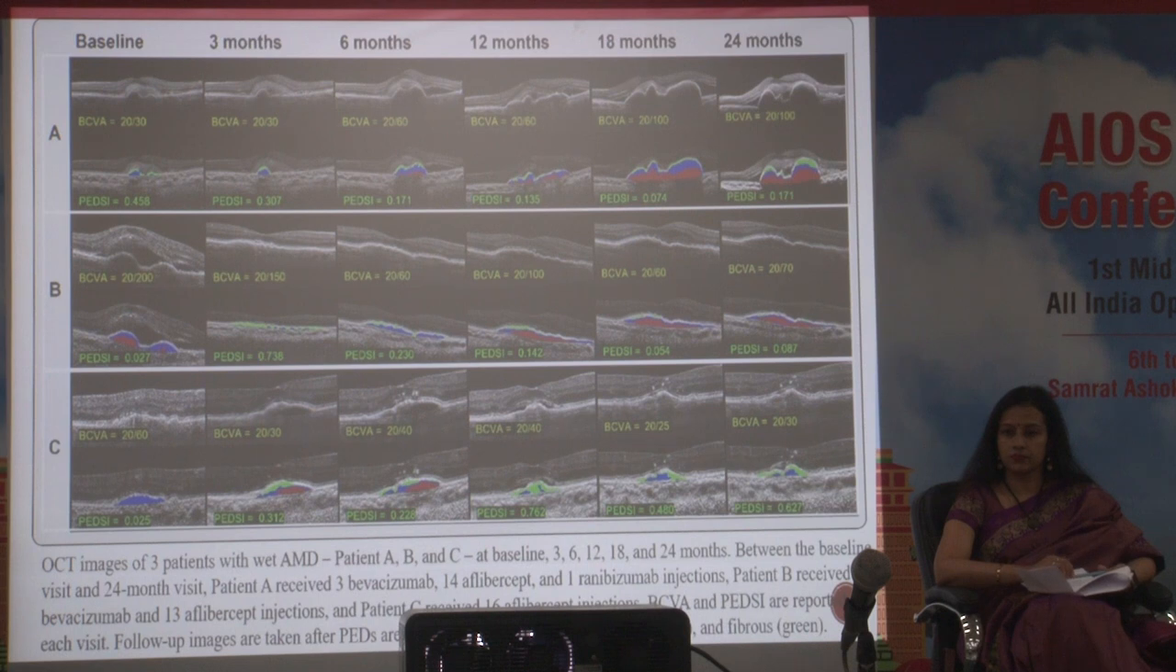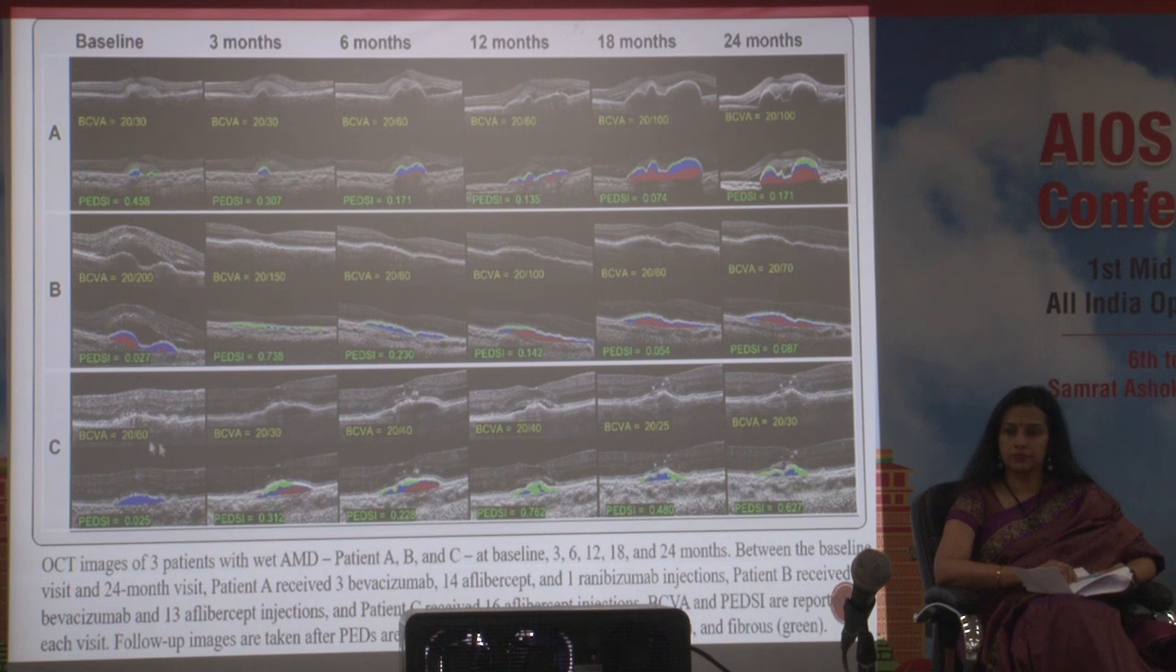These are some of the other patients in which we see that over time, in patient A, the vision deteriorated over 24 months. The PET-C, however, also reduced from 0.45 to 0.17. Patient B, we see that the vision increased from 2200 to 2070. Here, the PET-C was very minimal, 0.027 to 0.087.